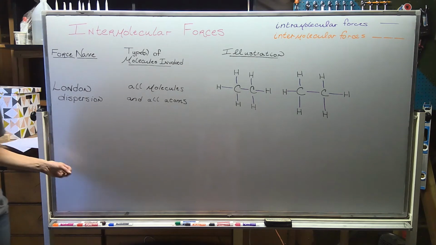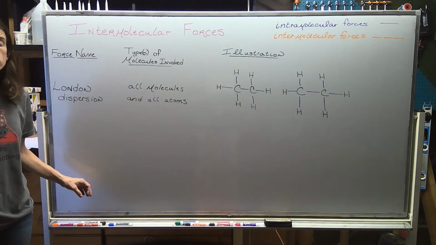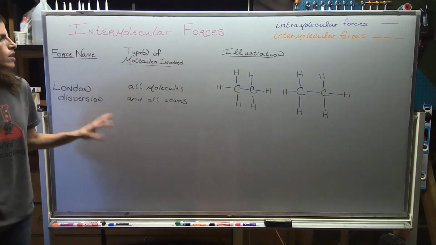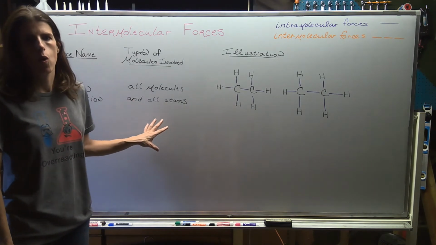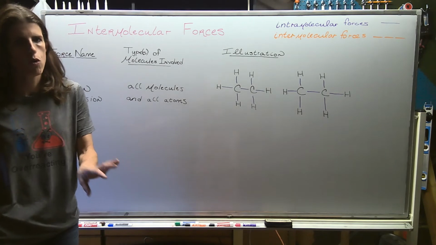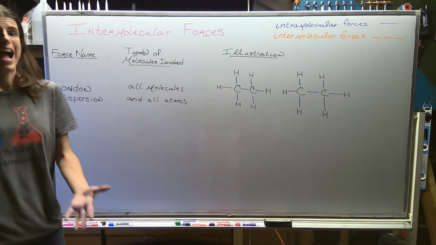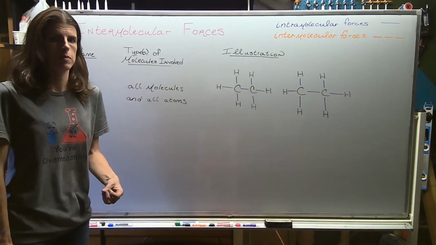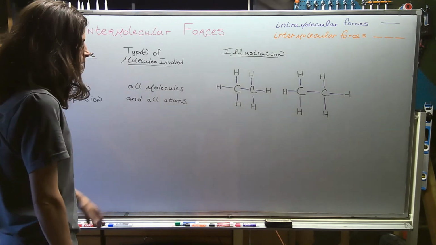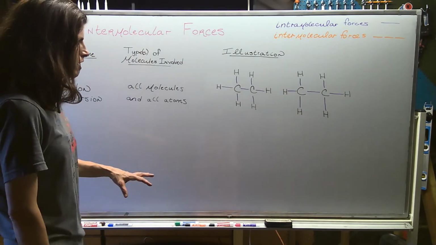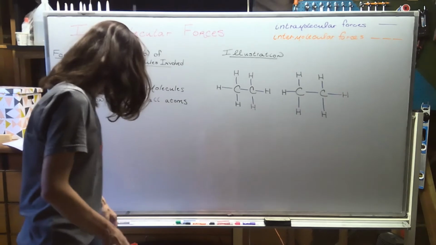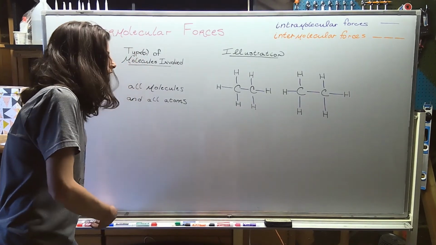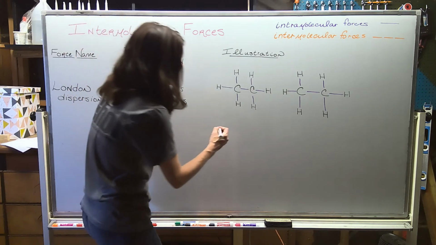So the weakest of all of our intermolecular forces are known as London dispersion forces. This type of intermolecular force occurs in all molecules and all atoms. It doesn't matter if it's polar or non-polar, it just has to have electrons, and it's going to exhibit London dispersion forces. So what I've drawn here is two molecules of ethane. They're non-polar, so they wouldn't qualify for dipole-dipole or anything else.